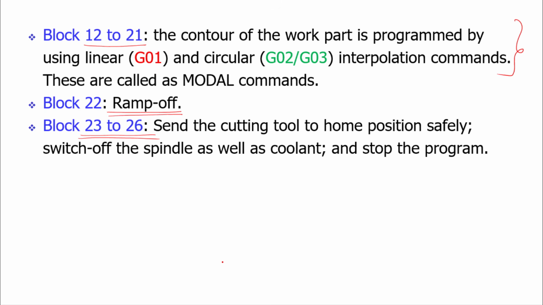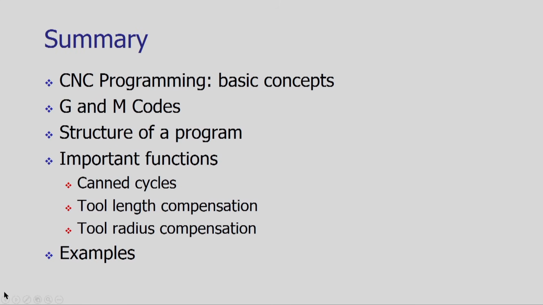So in this way we are finishing up the part programming, which is a very important aspect as far as automation in manufacturing is concerned. Thank you. So let me summarize, my friends. In this lecture we have seen the basic concepts pertaining to CNC programming. We have seen the meaning of G and M codes. So a variety of G and M codes are used in the development of CNC programs for milling and turning operations.